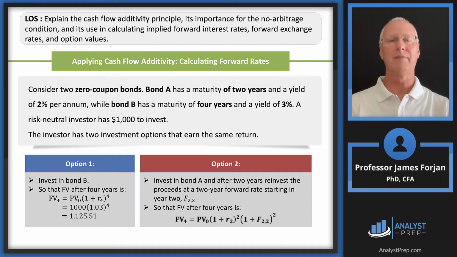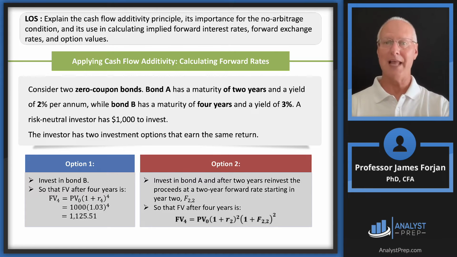We have option 1 on the left and option 2 on the right. So what could we do? We could invest in Bond B. And what do we know? We're going to get 3% every year for 4 years. So what's our future value? Well, that's a super simple calculation down there: 1125.51.